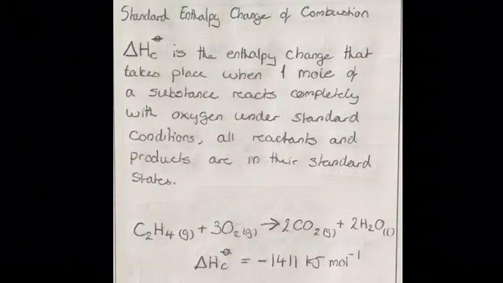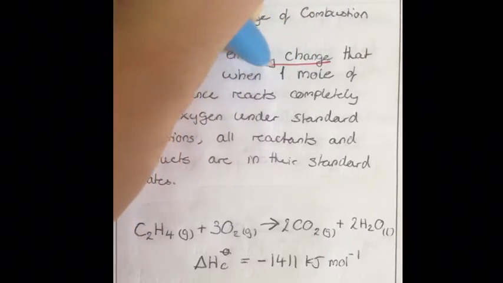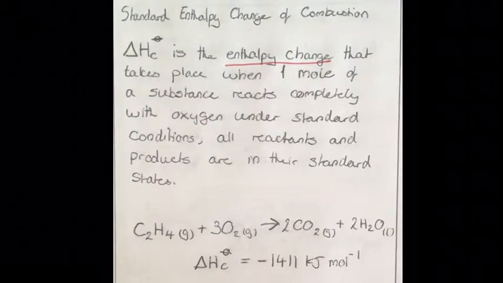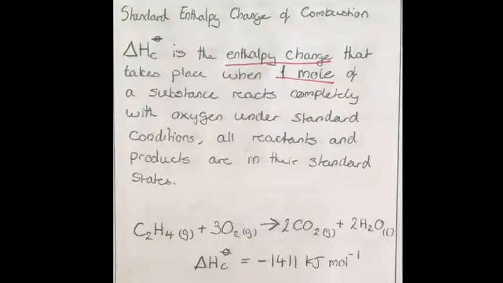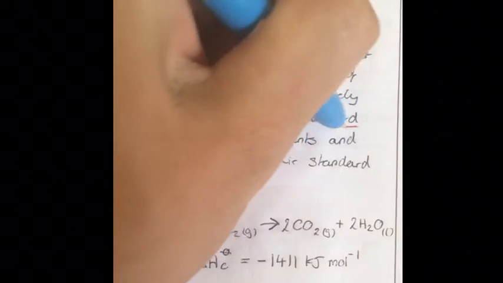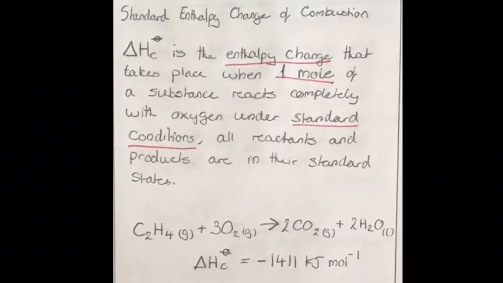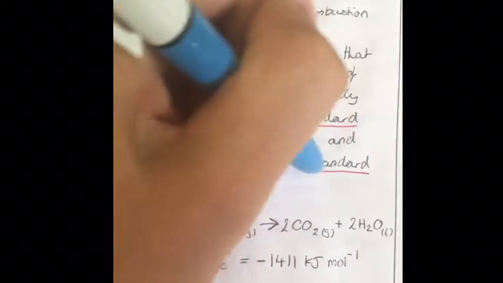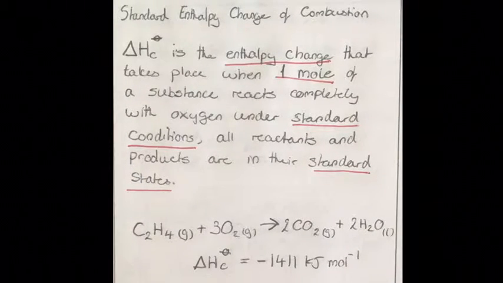The next enthalpy change we'll look at is the standard enthalpy change of combustion. This is the enthalpy change that takes place when 1 mole of substance reacts completely with oxygen under standard conditions and with all reactants and products in their standard states, as usual. This is an idealized reaction where only carbon dioxide and water are produced. In reality, quite often carbon monoxide is produced and the enthalpy change is slightly different.